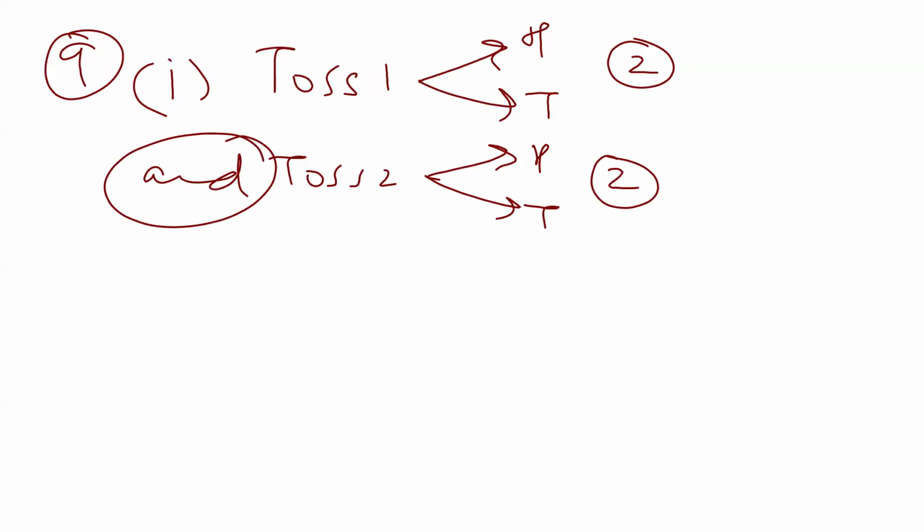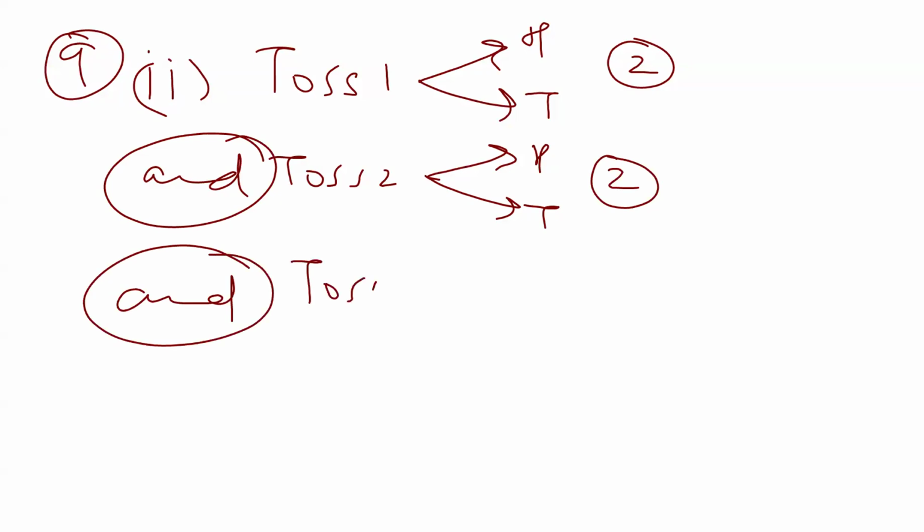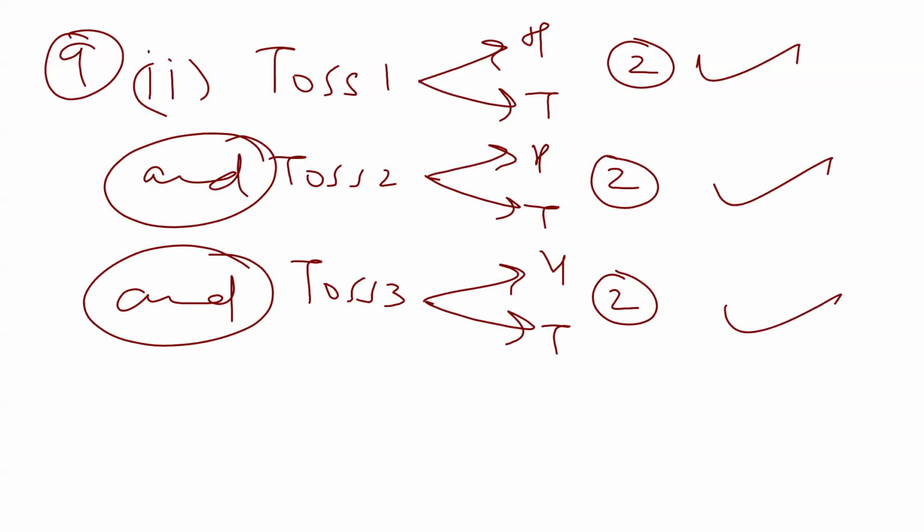If it is tossed 3 times, I'll write and third toss. There are 2 outcomes which are quite possible. So the total number of outcomes will be 2 into 2 into 2, which is equal to 8. If there are 4 times, then again toss 4, I will write. Again 2 will be written over there. So 2 into 2 into 2 into 2, 4 times. 2 raised to 4, 16. And when it is 5 times, it is 2 raised to 5, which is equal to 32.